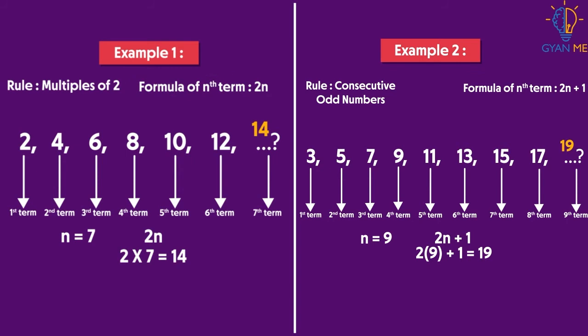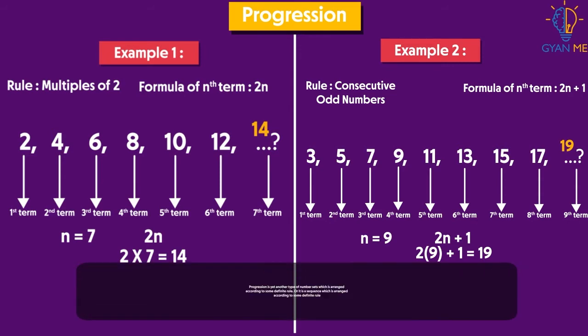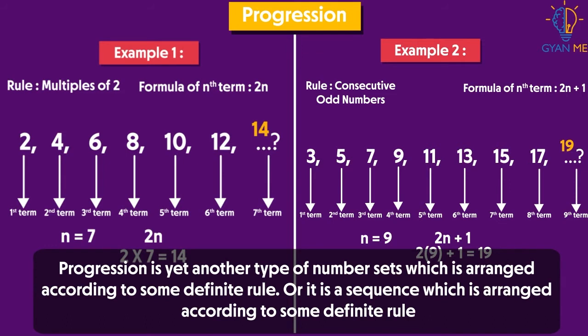Such a sequence which is based on a particular formula is called a progression in maths. I repeat, such a sequence which is based on a particular formula is called a progression in maths. Thus, progression is yet another type of number set which is arranged according to some definite rule. In short, progression is also a sequence but with a formula.